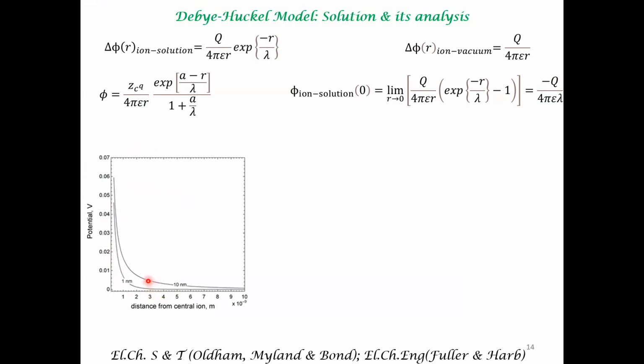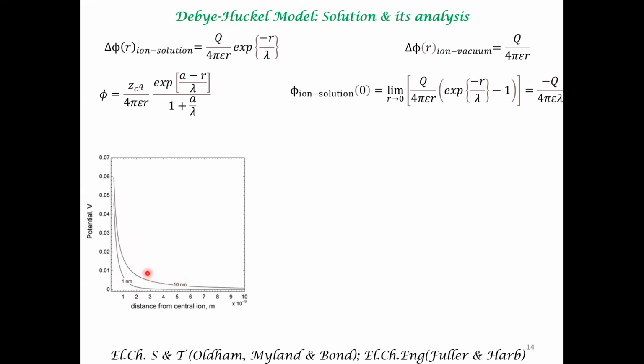If the Debye length is a larger quantity, that is, if I have a more dilute solution, my Debye length will be a larger quantity. If my Debye length is a larger quantity, the potential decays from the central ion in a less steep manner. If you have a more concentrated solution, the decay will be more steep. It will be less steep in a less concentrated solution.